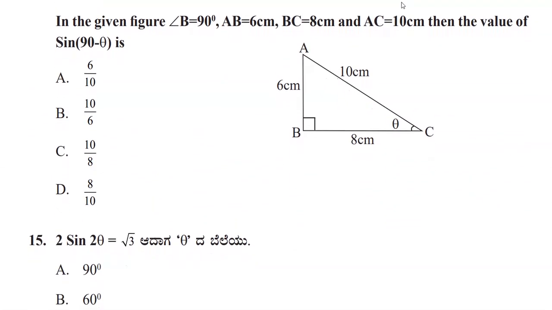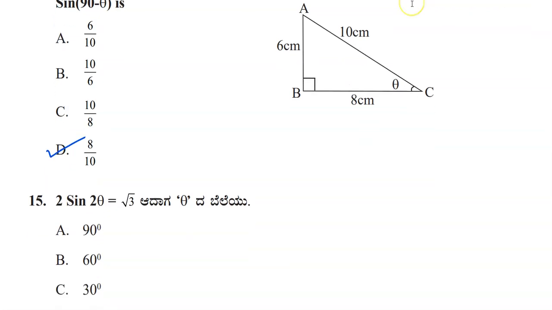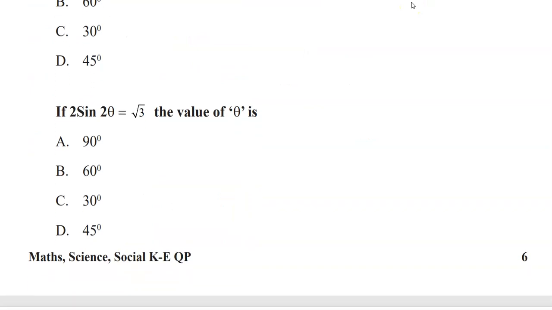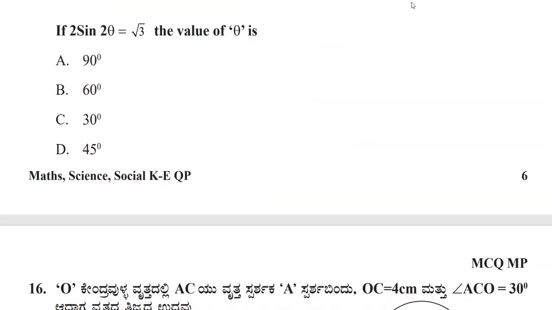In the given figure, angle B is equal to 90 degrees, AB is equal to 6 cm, BC is equal to 8 cm and AC is equal to 10 cm. Then the value of sine of 90 minus theta is. The correct answer is option D, 8 by 10. Next, question number 15. If 2 sine 2 theta is equal to root 3, then the value of theta is. The correct answer is option C, 30 degrees.